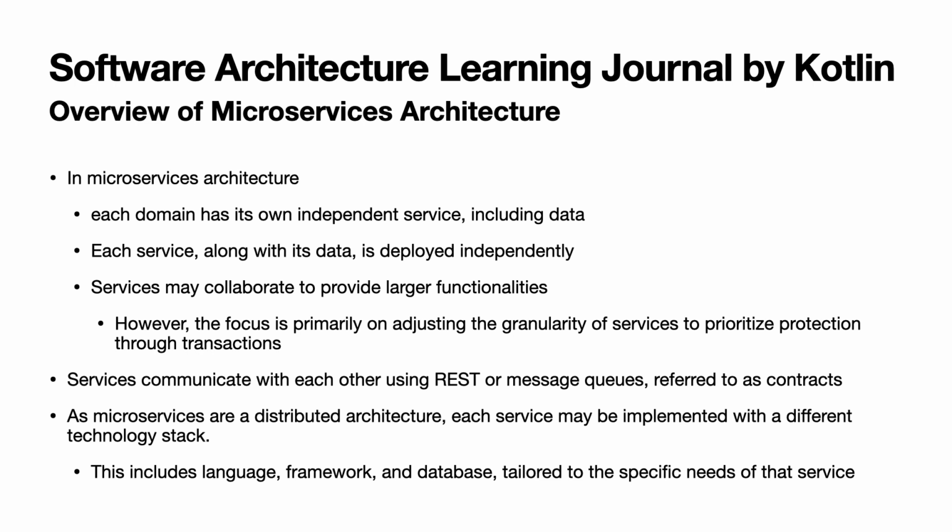Services communicate with each other using REST or message queues, referred to as contracts. And as microservices are a distributed architecture, each service may be implemented with a different technology stack. It includes language, framework, and database tailored to the specific needs of that service.